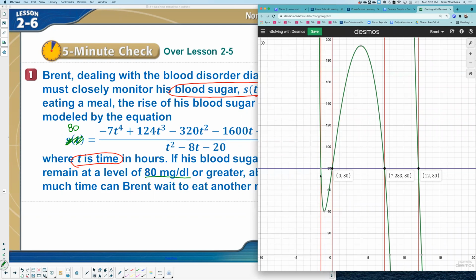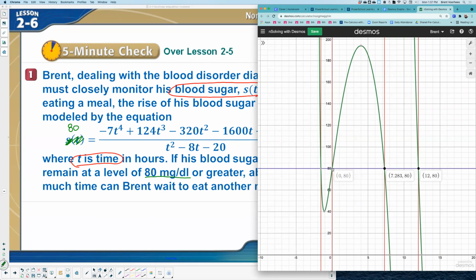That's not real. Can I wait 0 hours before eating a meal? No, that's where the problem starts. So that one's out. So now we've eliminated, and we're down to 2 answers. Let me interpret this for you. The green represents my blood sugar. The green is this equation, and that's representing my blood sugar.